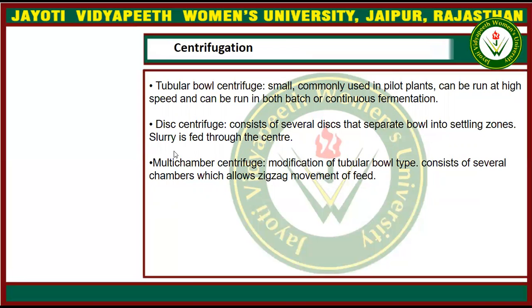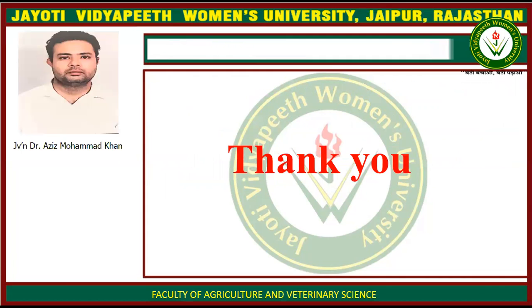The second one is the disk centrifuge, which utilizes different kinds of disks for the separation. The third one is the updated version of tubular forms containing different kinds of chambers. The samples are put in different chambers, and when the chambers are moved in the zigzag form, the products and the cells can be removed. So our product chapter is over here.